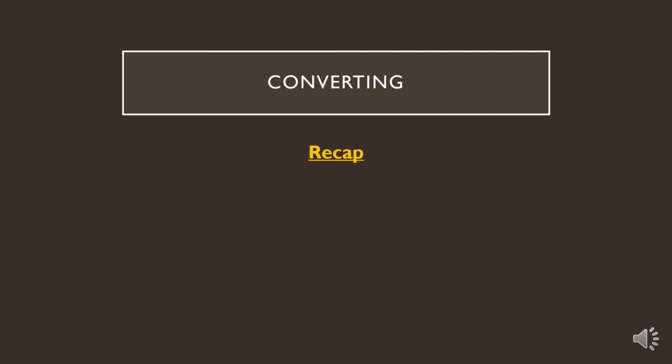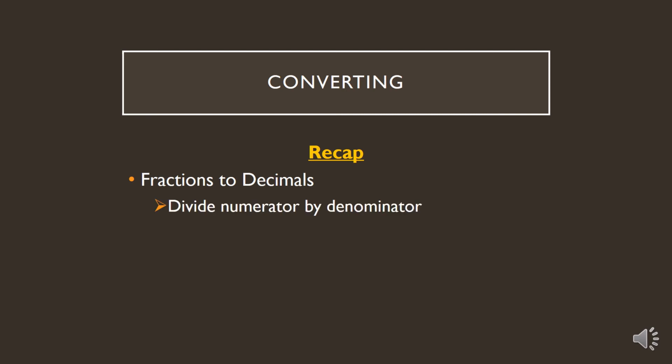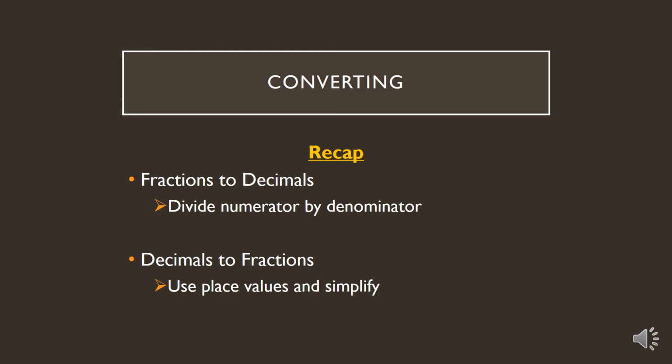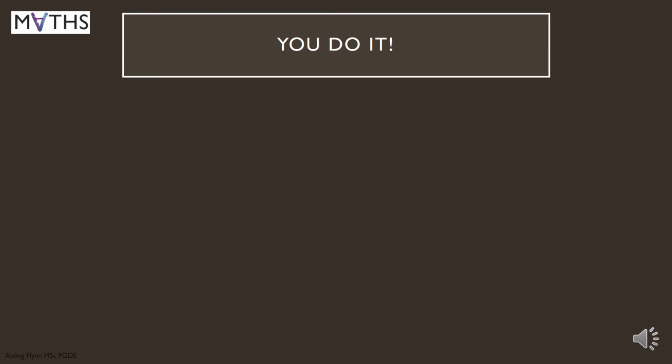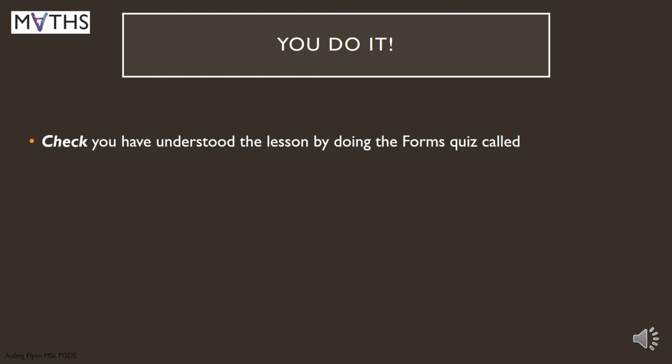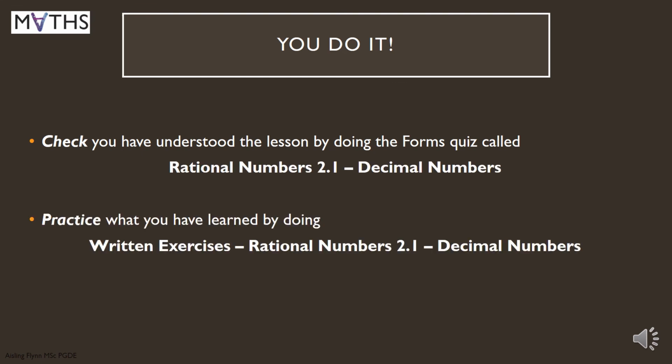Okay, so to recap, converting from one to the other, if you're going from fractions to decimals, divide the numerator by the denominator and you'll get the equivalent decimal. If you're going from decimals to fractions, as we've just seen, use the place values for tenths, hundredths, etc. to make a fraction and then simplify. Okay, now it's time for you to do this. You can check your understanding using the quiz and practice what you've learned by doing your written exercises.